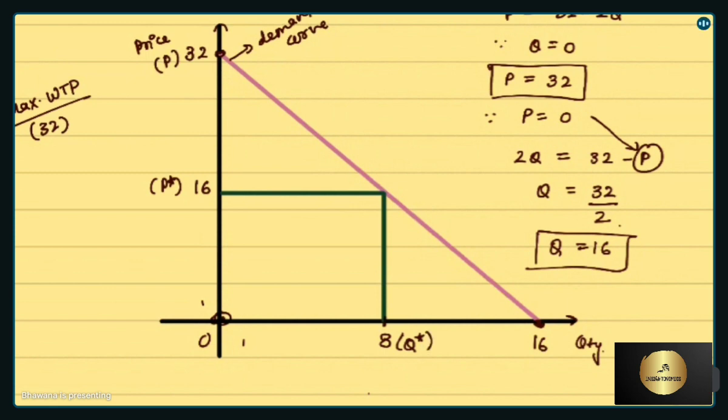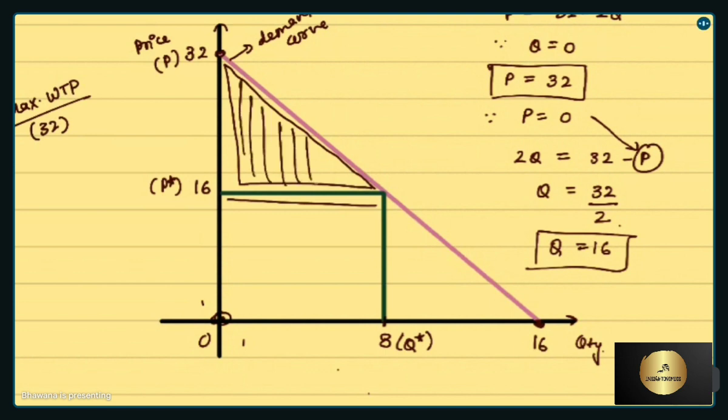As I've already told you in my previous video, the area above this price line, this green line, and below this purple line, this demand curve, this particular triangle represents the area of consumer surplus. Okay, this particular area represents the consumer surplus.